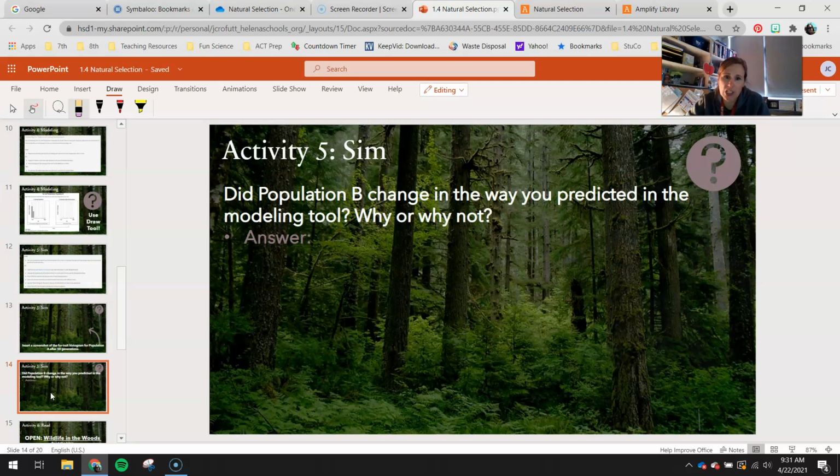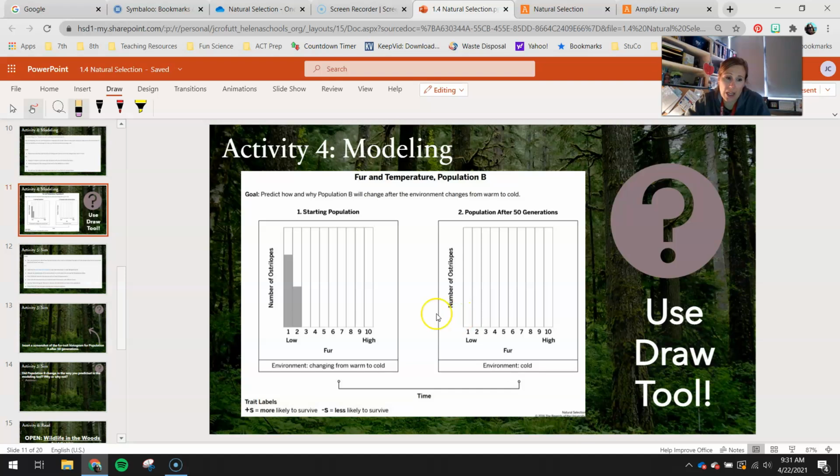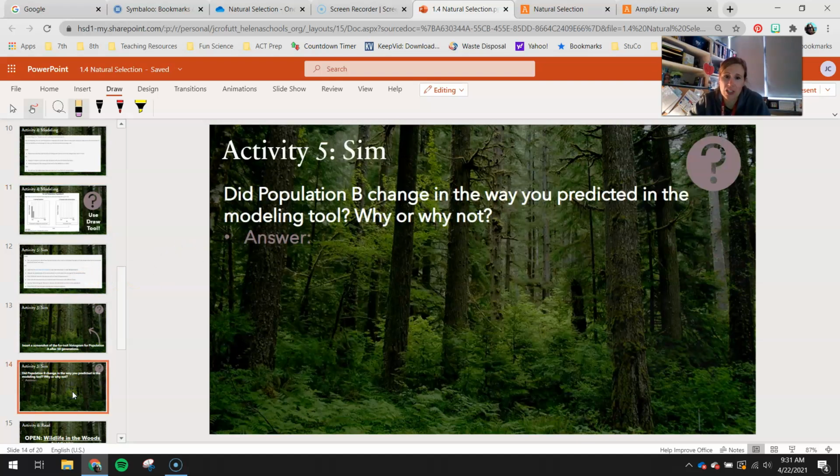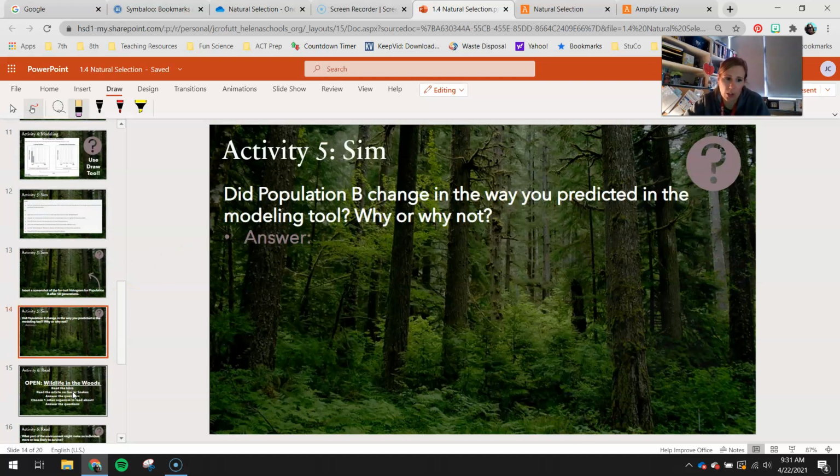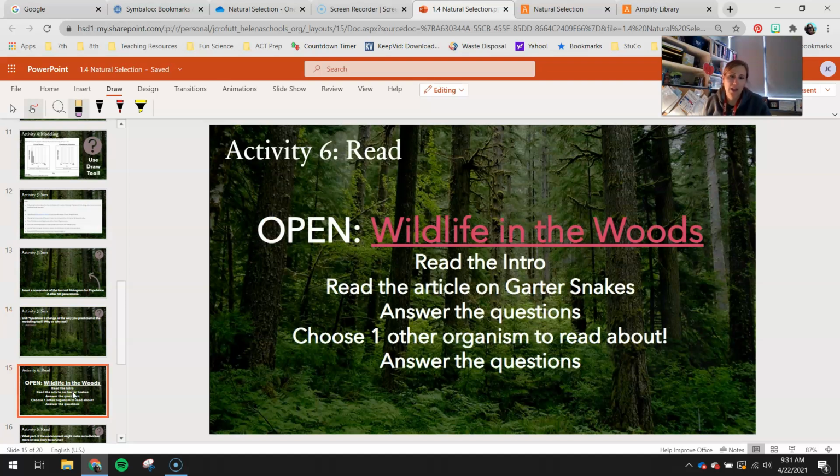Did population B change in the way you predicted in the modeling tool? You made this prediction right here. Did you actually see it change the same way? Does your histogram look the same? Once you've answered that question, let's move on to our final activity, which is activity 6, reading.